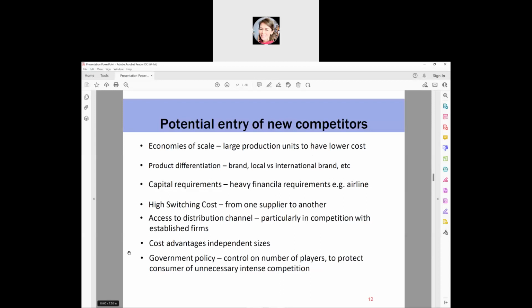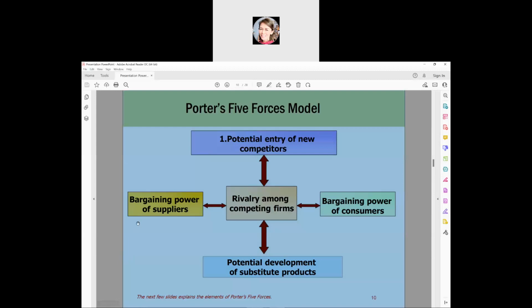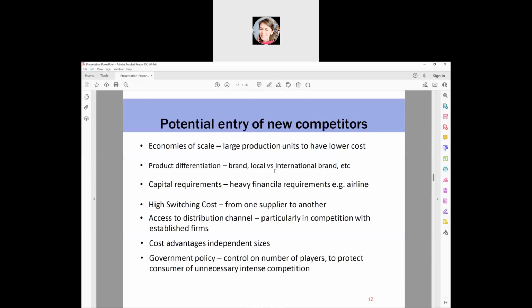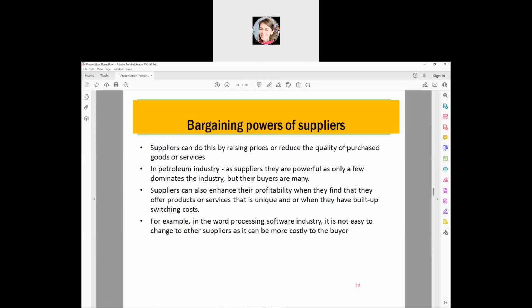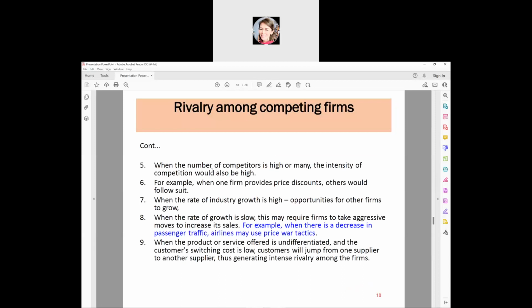Like I mentioned, you would go over each and every one of these elements of Porter's five forces model. Know what these are. In these slides, there are key points you can use in your reading. Potential entry to competitors. These are the key points for you to go through and try to understand. I'm gonna skip these and go straight to slide number 22. Slides 12 to 21 are the explanation of the elements of Porter's five forces.